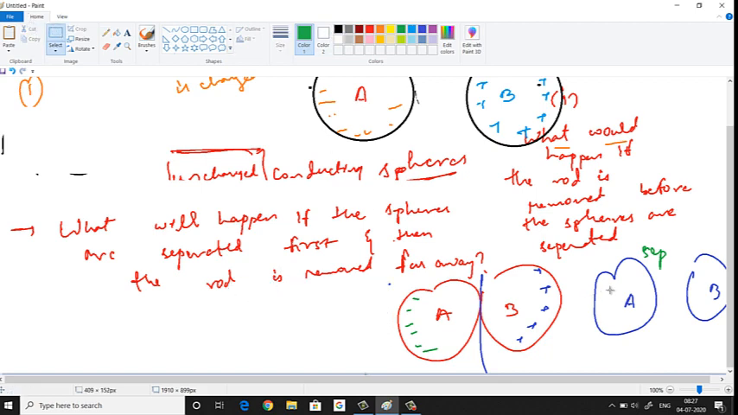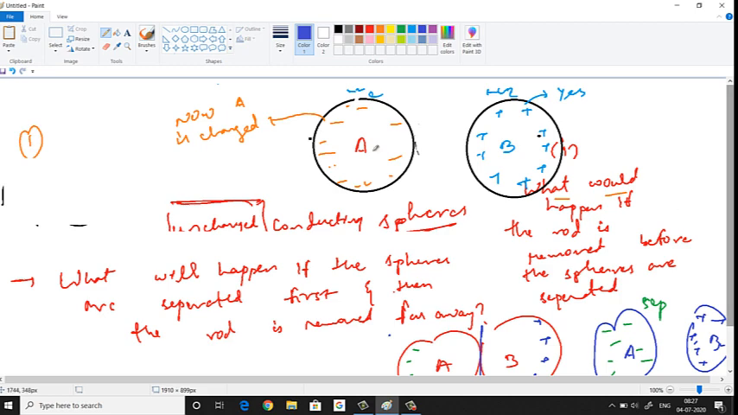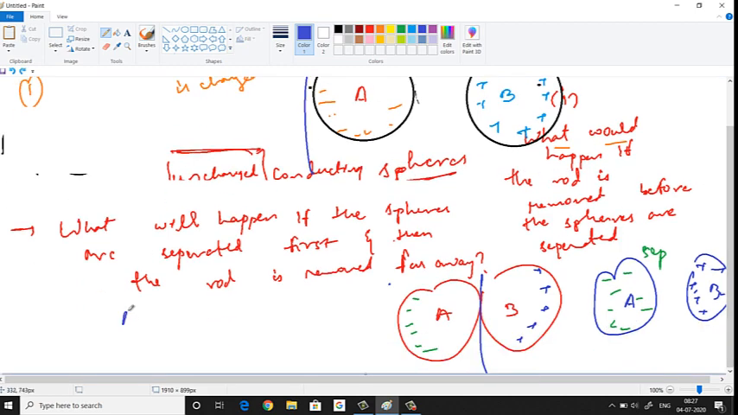What will happen? On A, the charge will distribute because negative and negative will repel. They will distribute everywhere on A, and on B also the positive charges will repel and distribute everywhere. So A is becoming completely negatively charged and B is becoming completely positively charged. That's it. For the third question, A became completely negatively charged, and B became completely positively charged.